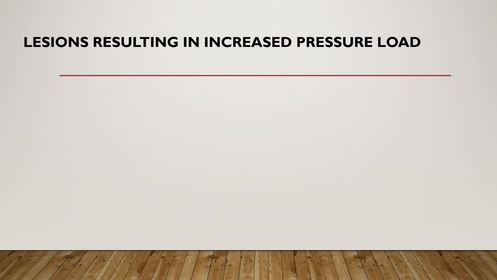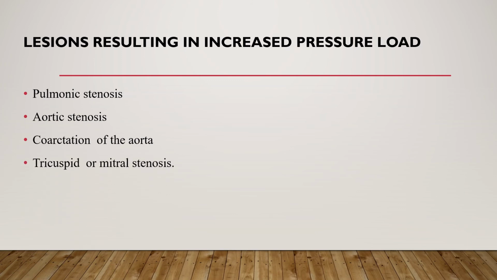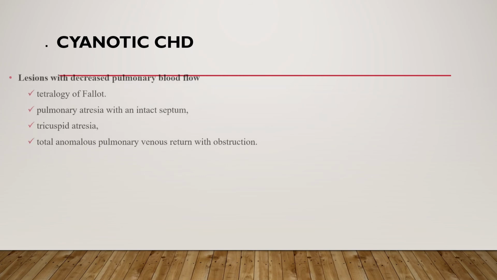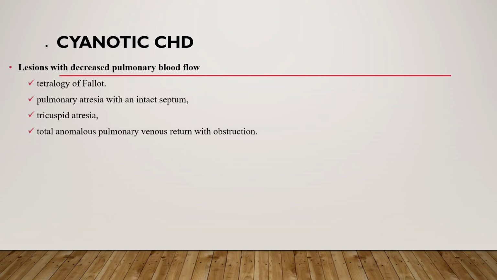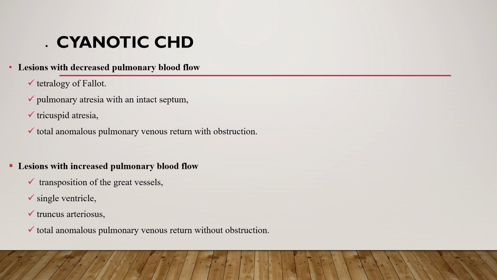When we classify congenital heart disease based on dynamics, there are lesions that result in increased pressure load. From this, pulmonic stenosis, aortic stenosis, coarctation of aorta, and tricuspid stenosis are the most common ones. Whereas cyanotic congenital heart disease includes lesions with decreased pulmonary blood flow and lesions with increased pulmonary blood flow. Those lesions with decreased pulmonary blood flow that cause cyanotic CHD include tetralogy of Fallot, pulmonary atresia with intact septum, tricuspid atresia, and total anomalous pulmonary venous return with obstruction.